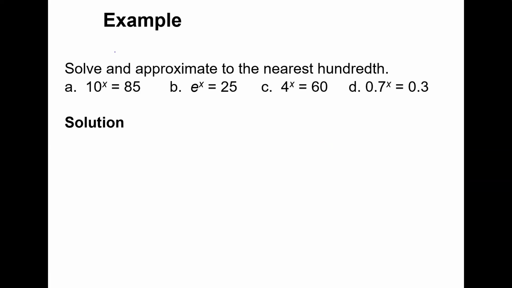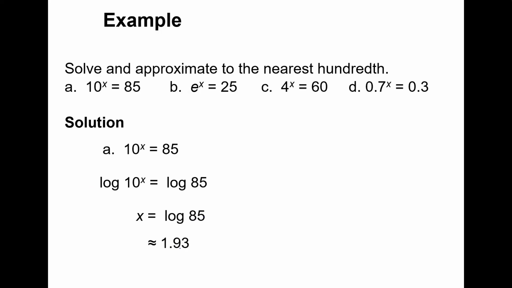All right, so what we want to do first is solve and approximate to the nearest 100th. So 10 to the x equals 85. Here we're going to take the log of both sides, and since it's base 10, we take the log. Then remember, we can bring that x down in front, and it's x times log base 10 of 10, which is 1. So we have x equals log of 85. We can plug that into our calculator, and we get roughly 1.93.